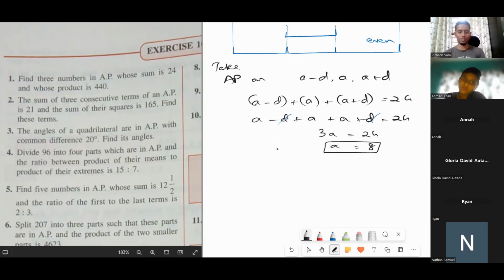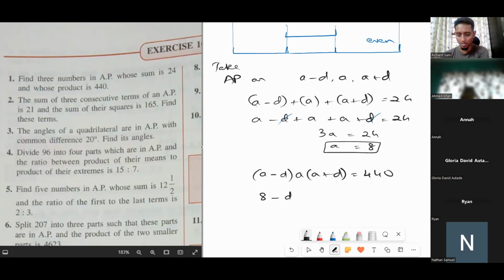All right, now the second equation. What's the second equation, Aman? The sum is over, no? The product is 440. That is, A minus D into A into A plus D is equal to 440. Understand? We already have the value of A, so substitute the value of A over here. That is 8 minus D into 8 into 8 plus D is equal to 440.